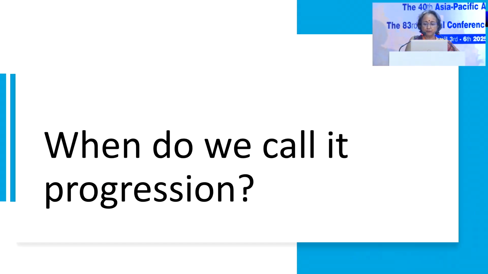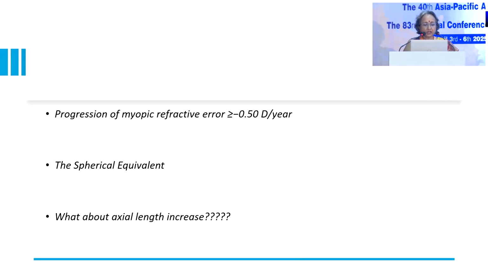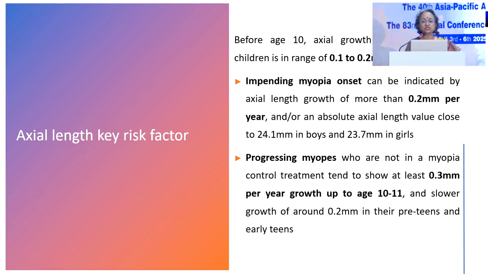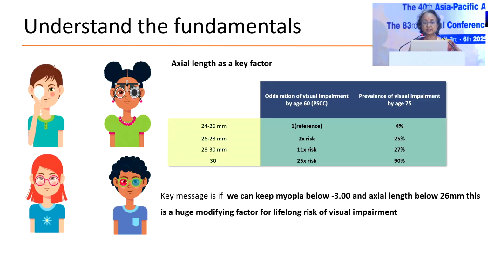So when do we call it progression? Well, the spherical equivalent needs to have increased by equal to or more than minus 0.5 diopters per year. What about axial length? Everybody's talking axial length also. Before age 10, axial length growth in emmetropizing children is about 0.1 to 0.2 millimeter per year. How do you know this child is going to become myopic? Because then it starts becoming more than 0.2 millimeter per year. And progressing myopes typically have 0.3 millimeter or more per year. Then you call them progressing myopes.